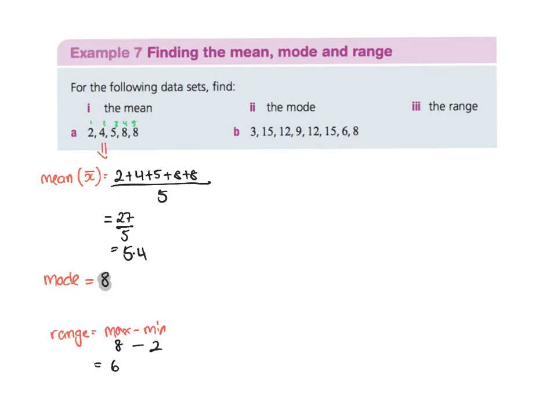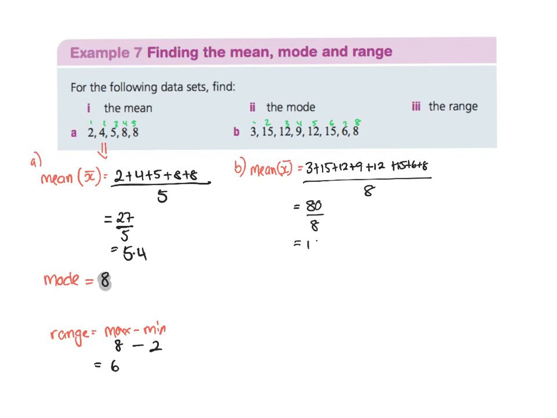All right, so let's do this second one. That was A. Let's do B. If we were finding the mean for this one, remember the symbol, we're going to add them all up. And we're going to divide by how many there is, which is 1, 2, 3, 4, 5, 6, 7, 8. So we divide by 8 and we'll get an answer. 80 over 8, which equals 10.